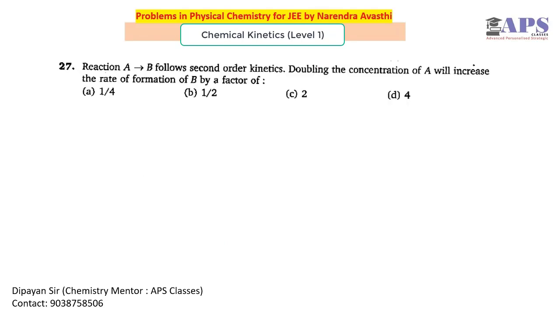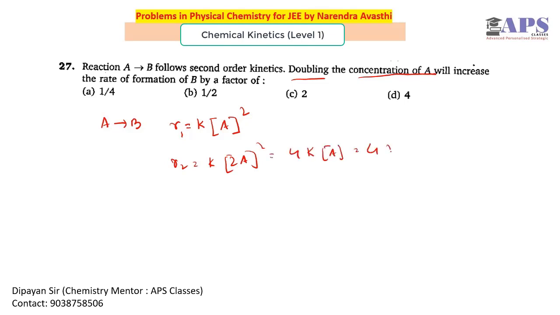In question number 27, we have A to B, a second order reaction. So you can write rate R equal to K times A squared. Now, doubling the concentration of A, this is R1, and R2 is K times 2A squared, that is 4K times A squared, that is 4 of R1. So R2 equals 4 of R1. So the rate of the reaction will increase by 4 times, that is option D.